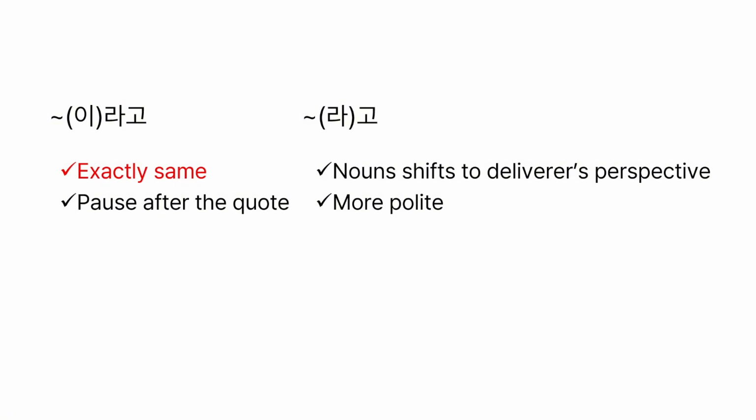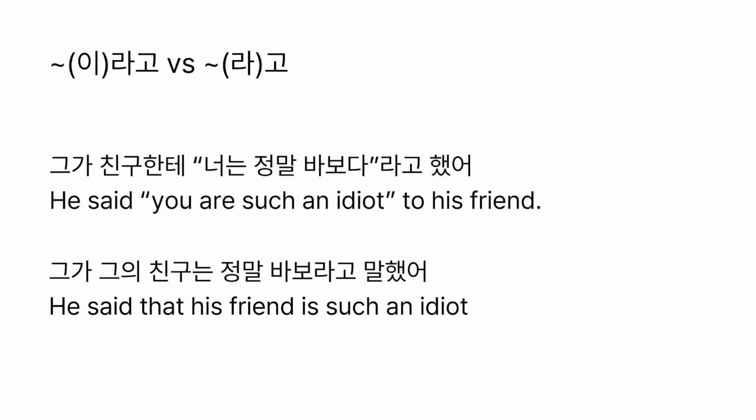And something라고 is more frequently used because it usually sounds more polite. Let me show you some examples. These are two sentences with the same meaning, but the first one is direct quotation with something이라고, and the second one is indirect quotation with something라고. Let me walk you through this. The first sentence is 그가 그의 친구한테 너는 정말 바보다 라고 했어. He said you are such an idiot to his friend.